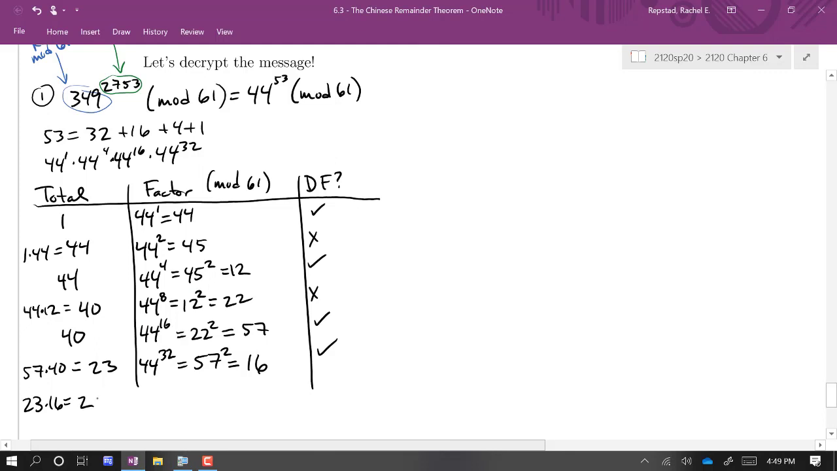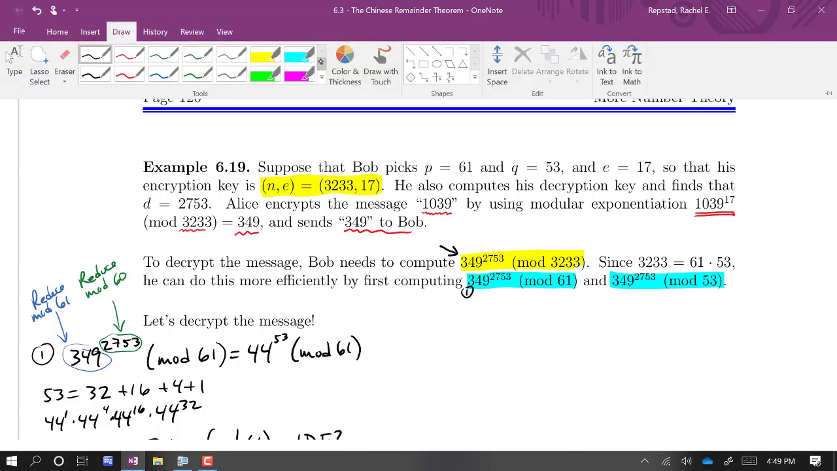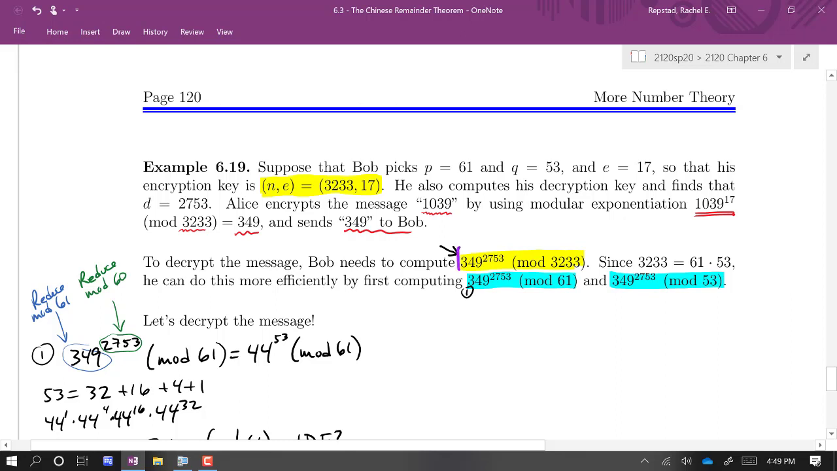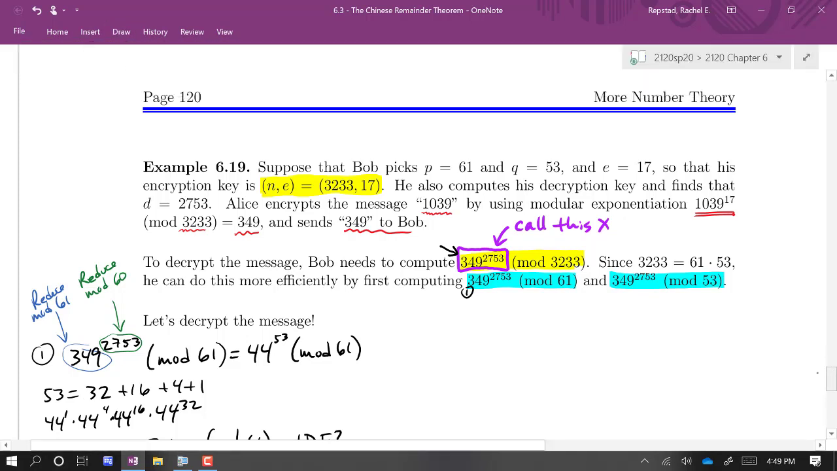Okay, so I'm going to go back, I'm going to scroll up briefly here. I'm going to come right back down to this table, but this value that we want, the one that I highlighted in yellow right up here, I'm going to call this X. So what I want to find is X mod 61 and X mod 53. And that's how I'm going to be able to use the Chinese remainder theorem. So this value X that we just found, this 349 to the 2753, we evaluated at mod 61. We found that it is equal to 2 mod 61.